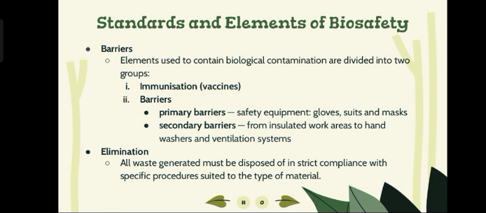So primary barriers are safety equipment like gloves, suit, and mask to protect you at work, because in a biological research center there are chemicals that are very harmful or hazardous, so that is our safety equipment.